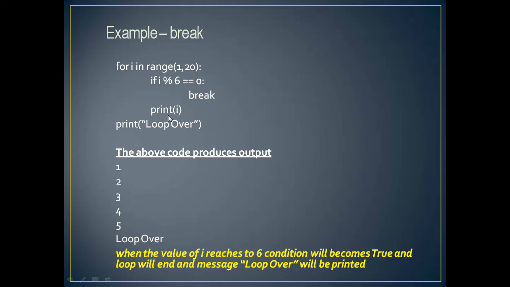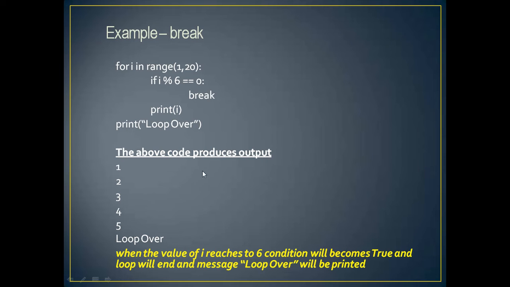The print statement is below the if, which means it is not part of the if statement. This for loop has two statements, one is if, another one is print. As long as it is not divisible, keep on printing. The moment it is divisible, come out of the loop. The statement print loop over is below the for, which means it is outside the loop. When the condition is true, it comes out and prints loop over.